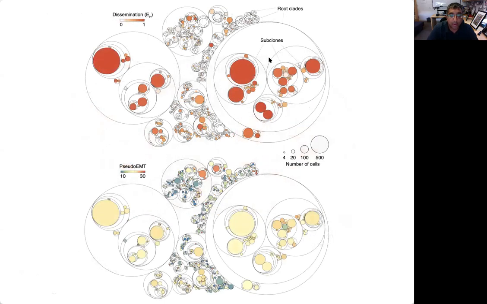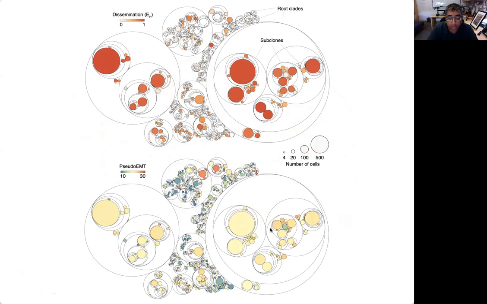And what's interesting is that the bottom and the top are essentially the same, just colored differently. The top is colored by this dissemination score. The bottom is colored by the pseudo EMT score. And in general, you can see a correlation, right? You see that the smaller clones tend to have earlier pseudo EMT scores, tend to be more epithelial, and the larger clones tend to be more mesenchymal.